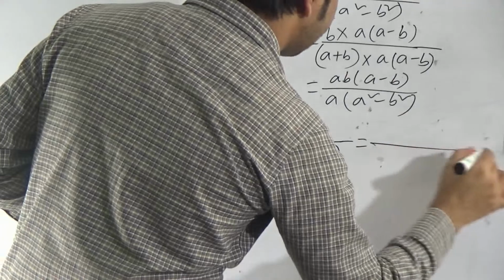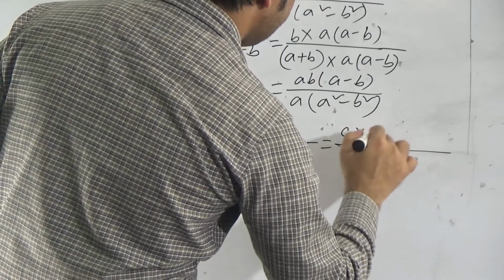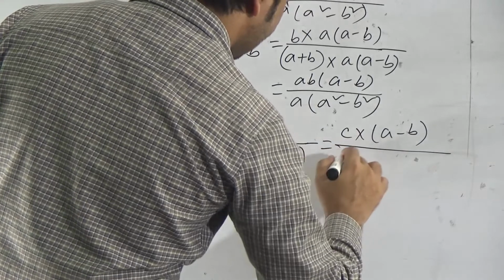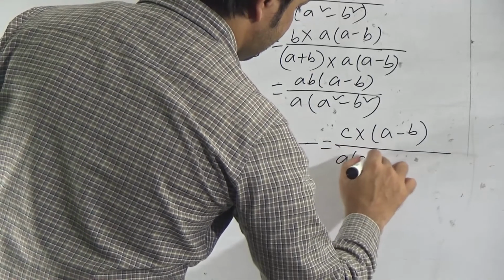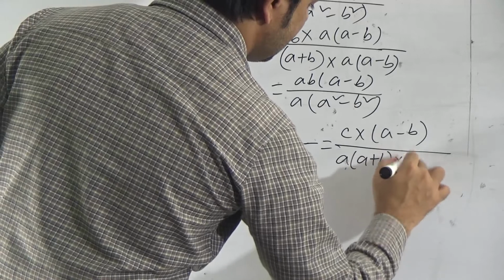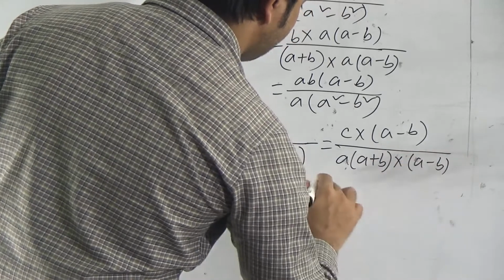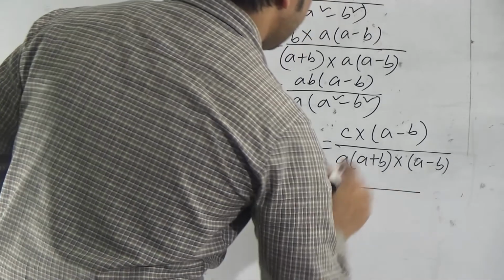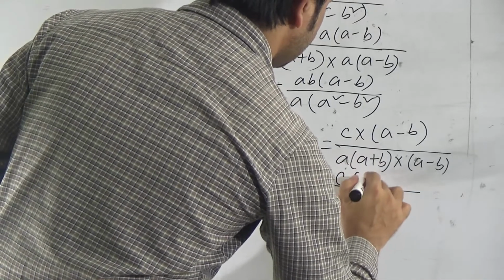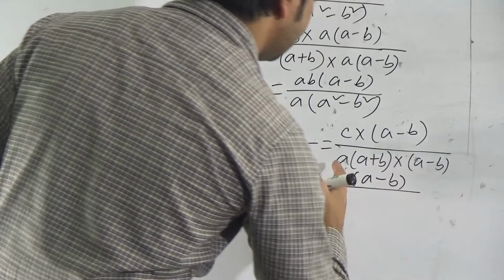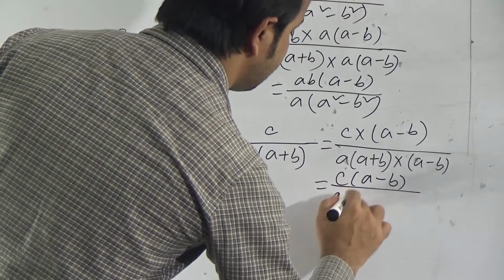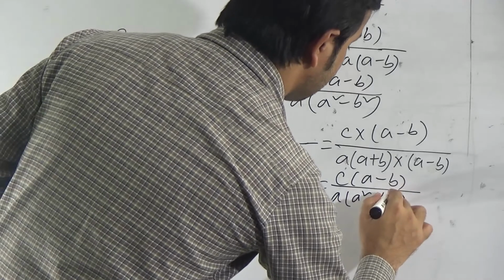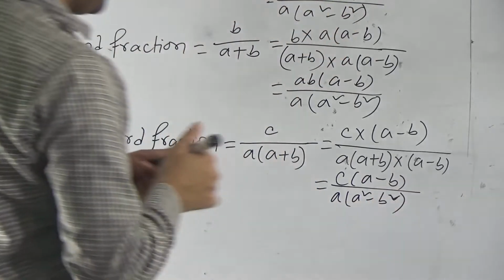So we have to multiply both the numerator and denominator by a minus b. It means that a into a plus b multiplied by a minus b. If we multiply, we will get the third fraction: c into a minus b in the numerator, and in the denominator we will get a into a square minus b square. This question is very easy.